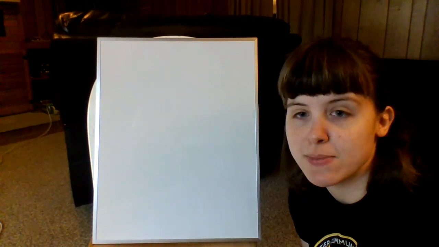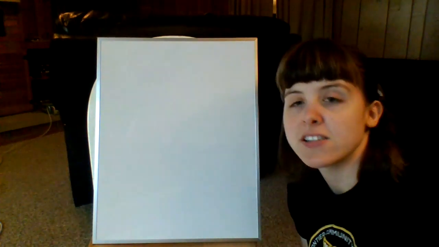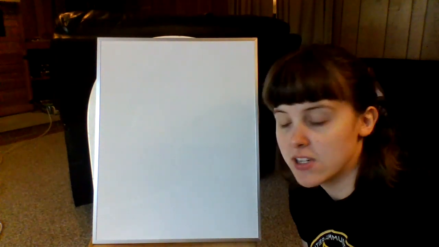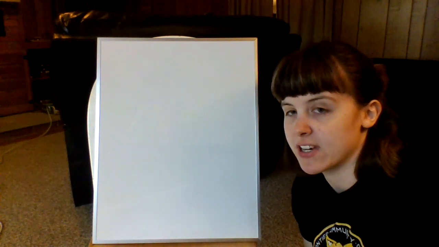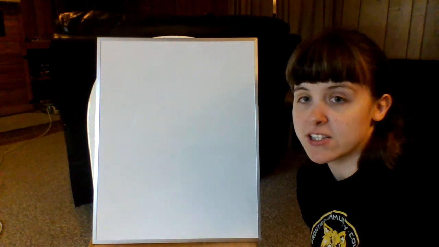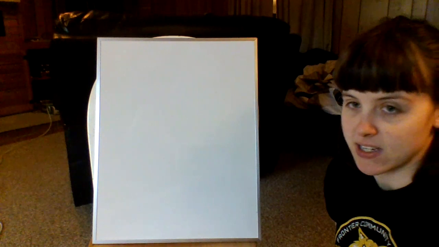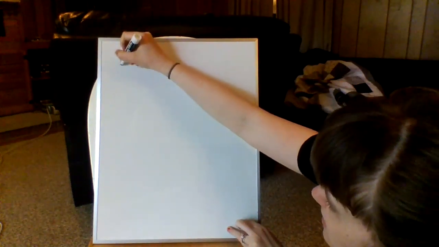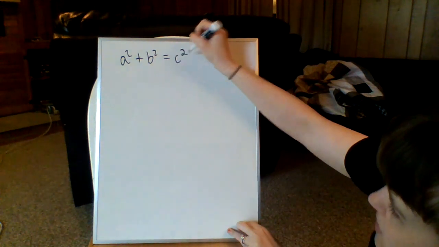This video is about the Pythagorean Theorem. So this is for Algebra 2. The Pythagorean Theorem is a theorem made by Pythagoras to find missing sides of a right triangle. So this only works for right triangles. And the Pythagorean Theorem is a squared plus b squared equals c squared.